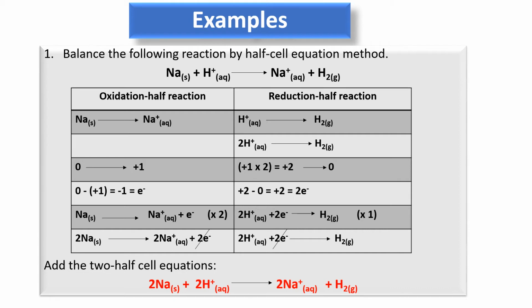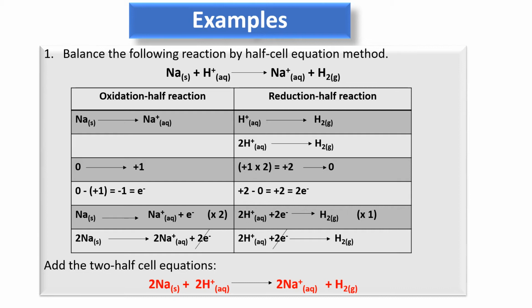So when you multiply sodium metal by 2, you get 2 moles of sodium metal. Multiply sodium ion by 2, you get 2 moles of sodium ion. Multiply the electron by 2, you get 2 moles of electrons. And you multiply everything at the reduction half by 1. So when you multiply 2 moles of hydrogen ion by 1, you get 2 moles of hydrogen ion. Multiply 2 moles of electron by 1, you get 2 moles of electron. And multiply 1 mole of hydrogen gas by 1, you get 1 mole of hydrogen gas.